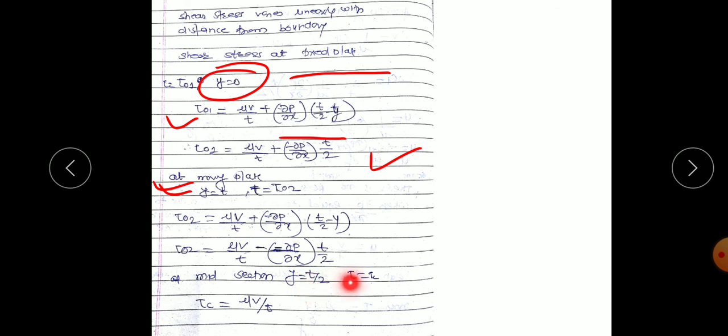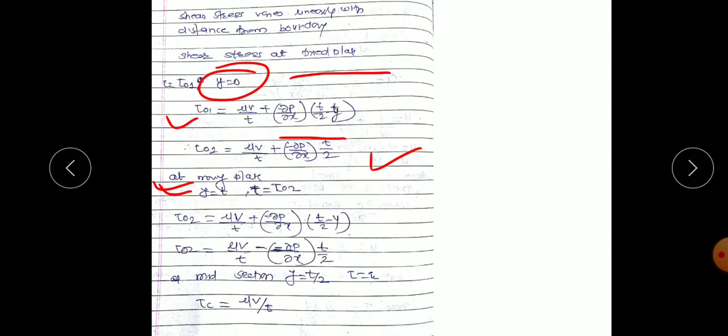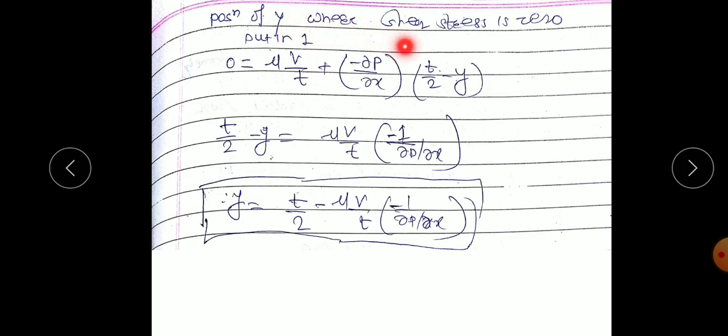And at the mid plate, putting y equals t by 2, we get the shear stress equal to mu v by t, since t by 2 minus t by 2 will be 0. So the mid section shear stress, tau c, will be mu v by t. So we have shown here that at the center it is not 0, the shear stress will be mu v by t. So the shear stress will be 0 at a certain location along y. Now, the position of y where the shear stress is 0.